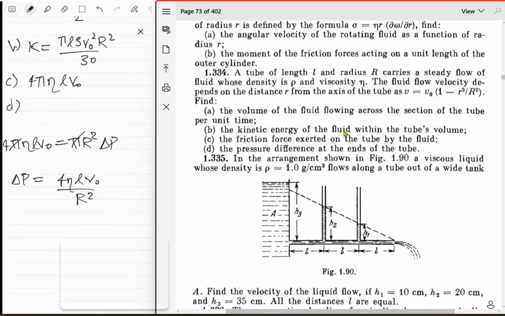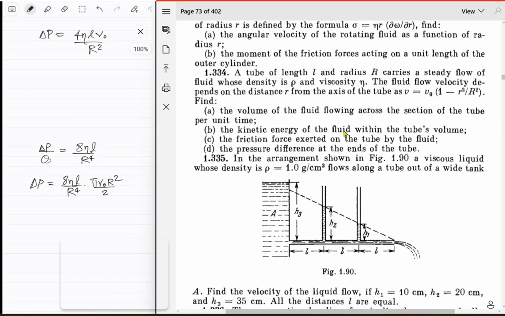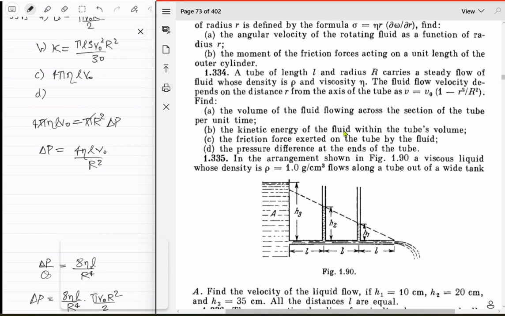Wait, that should have got cancelled. Why is that here? Something doesn't feel correct. It should not have been here. Why is there a factor of pi in there when it's not supposed to be there?